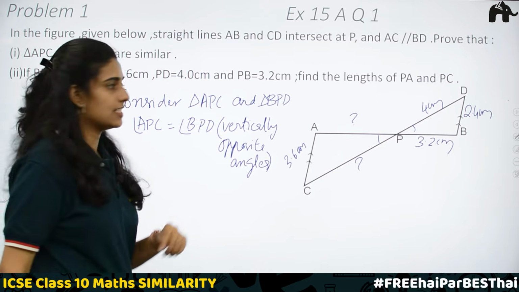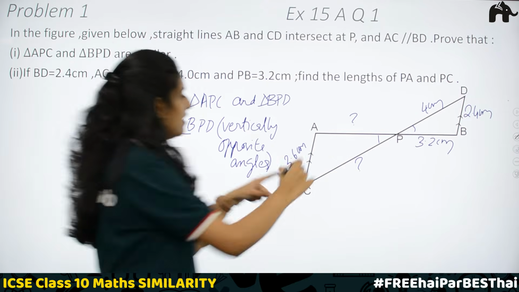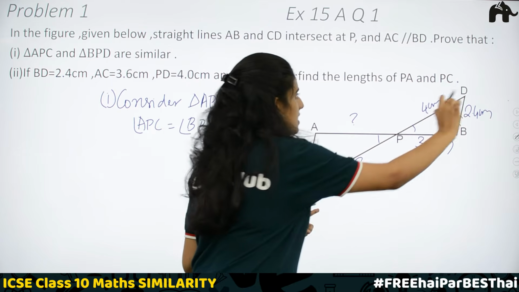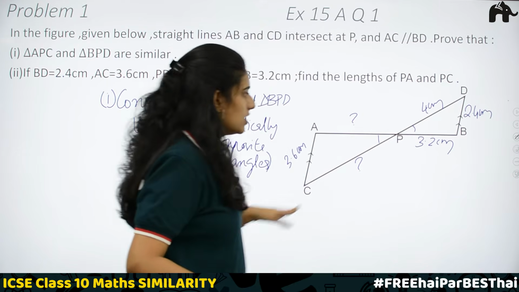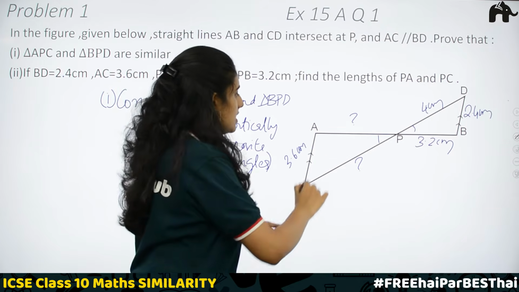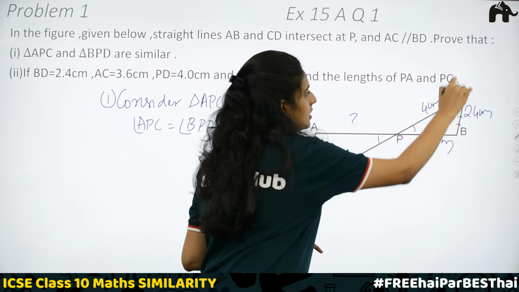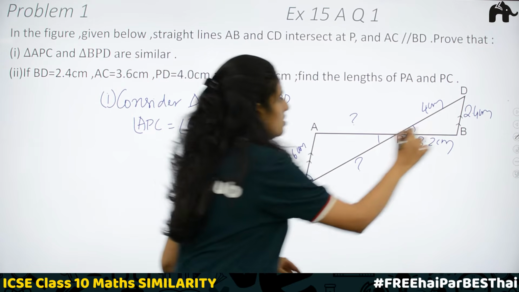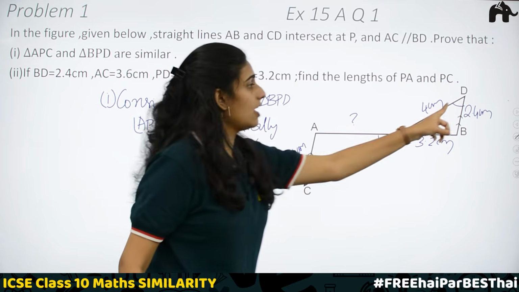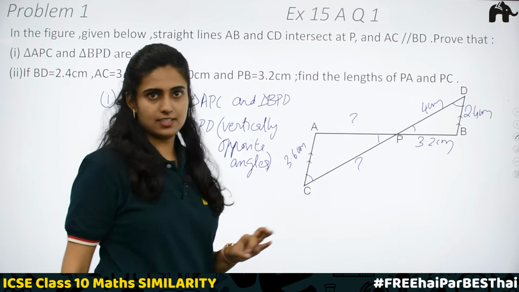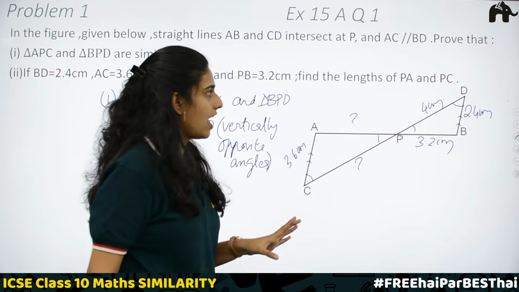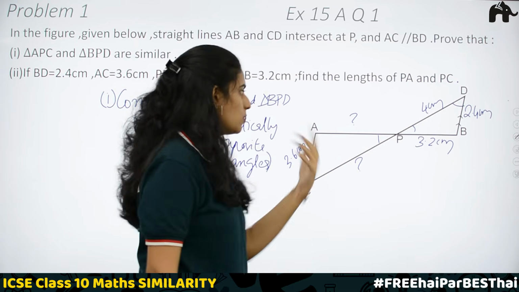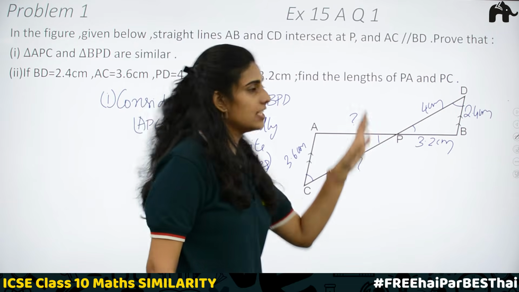Vertically opposite angles. Then what else? Here given that AC is parallel to BD. Now when you consider this CD, this is a transversal, which cuts AC and BD. When a transversal cuts, these two angles are called the alternate interior angles. Alternate interior angles will be equal. When parallel lines are considered, we have corresponding angles equal, alternate interior angles equal.